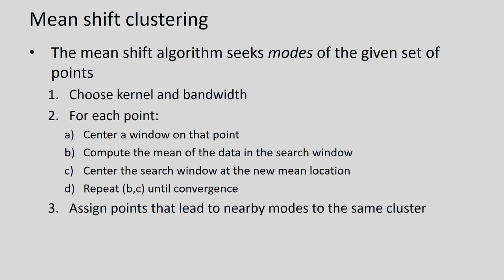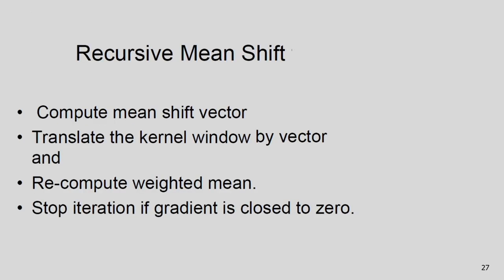So what is the meaning of this? The data points associated with the same stationary point, that is the mode, are considered members of the same cluster. That is the concept of mean shift clustering. So I am repeating this. We have to compute the mean shift vector, translate the kernel window by the mean shift vector, recompute the weighted mean, and after this I have to stop the iteration if the gradient is close to 0. So that is the convergence condition.